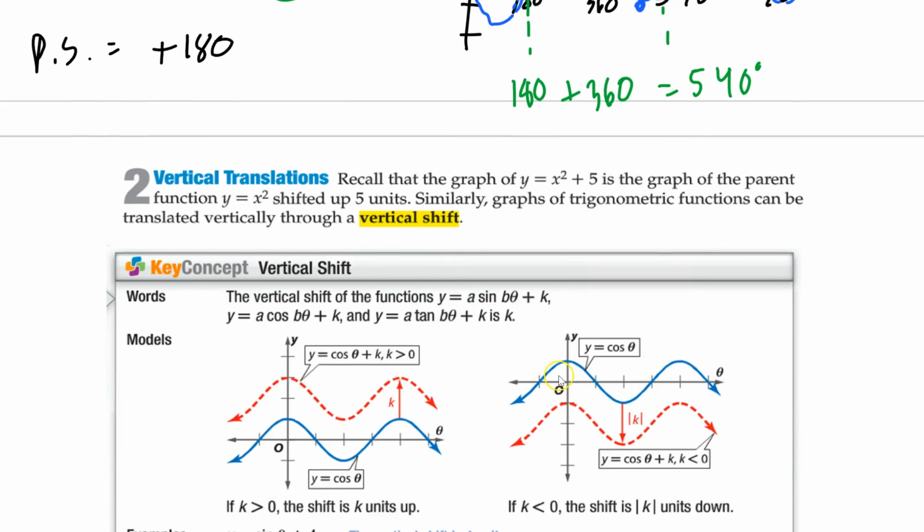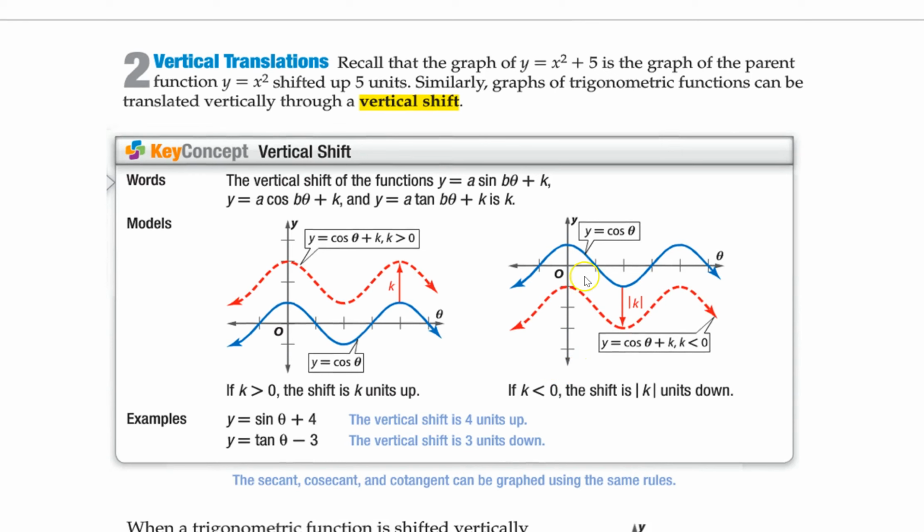Let's move on to the vertical translations. I think this is actually easier. So vertical shift is something that affects the outside. So you see right here, it says it's on the outside of the function. And as always, vertical shift moves up and down. You follow? Outside, Y, follow.